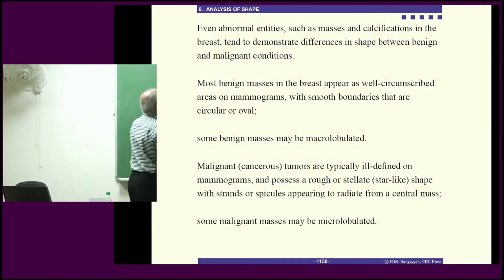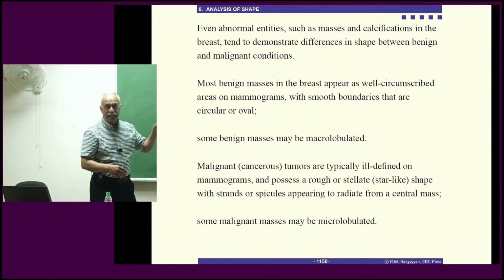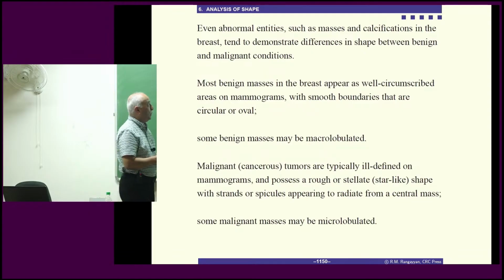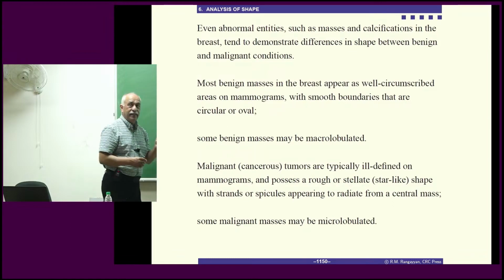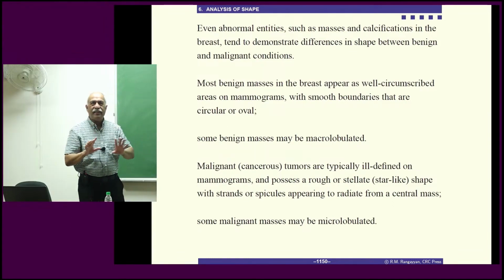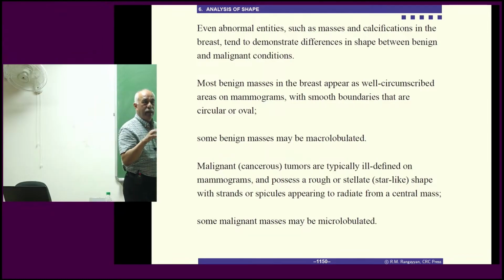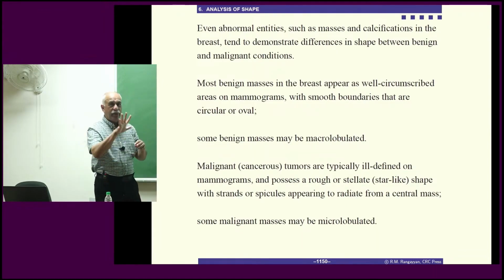Most benign masses, I have shown some examples, appear round and well circumscribed with smooth and sharp borders. Sharpness is not of concern right now here. Some benign masses may be macrolobulated, big lobules. Malignant or cancerous tumors are typically ill-defined, meaning they're not very clearly separated from the background visually, and possess rough or stellate, star-like shape with strands and spicules appearing.